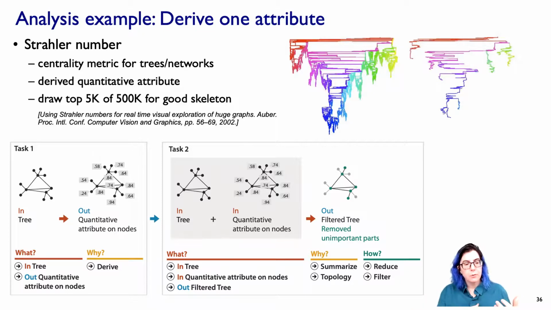Well, we could go through and have a chain series of tasks where we start out by saying we're going to take this tree and calculate an attribute on each one of the nodes, this quantitative attribute, the so-called Strahler number of how central a particular node is. And then, as a second stage, we can filter according to that quantitative attribute and only look at the high-scoring nodes. So that's an example of where deriving new data was an important part of our visualization process.